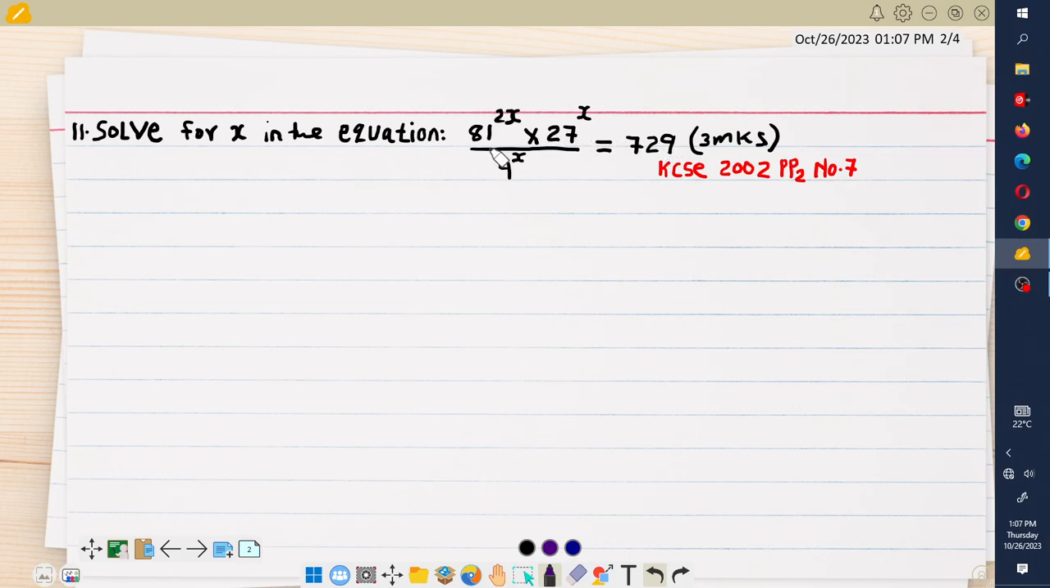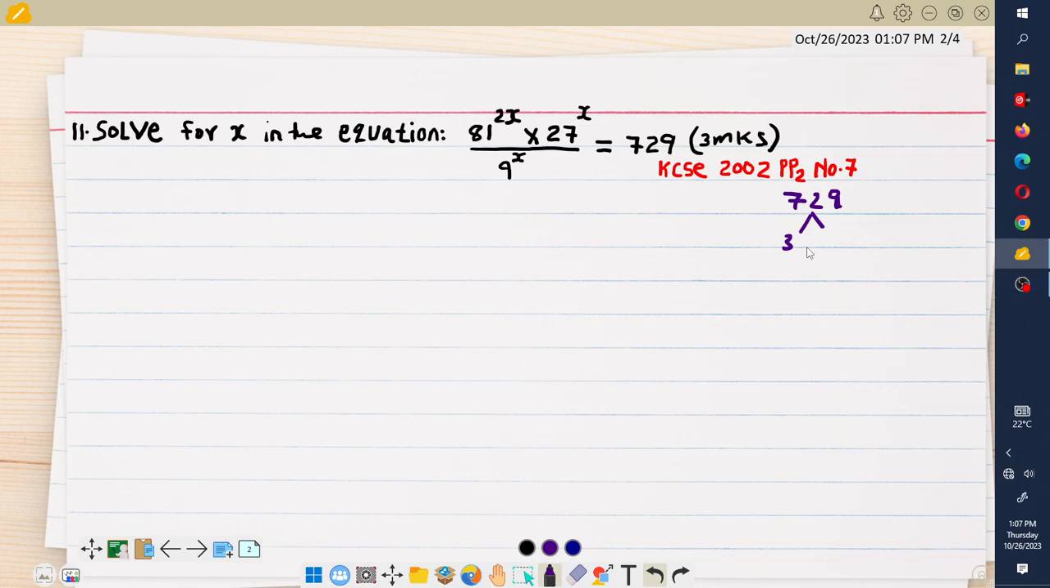So again, if you look at 9, 81, 27, and 729, all these numbers can be written to a base of 3. So let's start by looking at the factors of the largest given number, which is 729. So let me start by dividing through by 3.